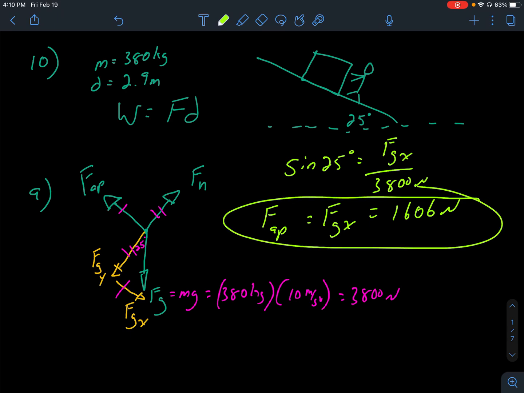For part B, we're looking for the work done on the piano by the man. And reading a little bit ahead, part C is looking for the work done on the piano by the force of gravity.